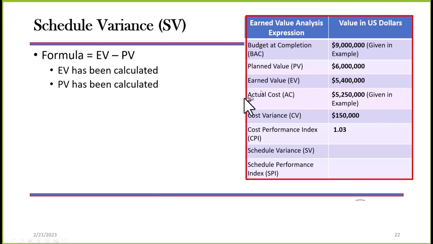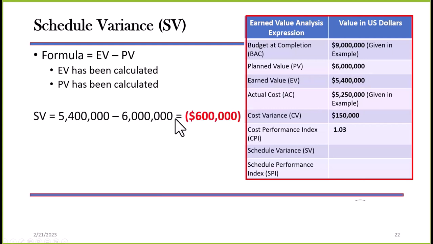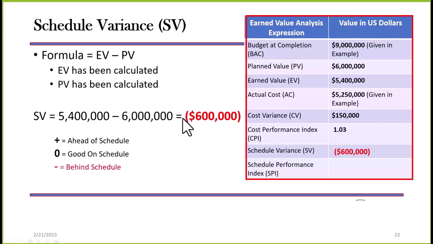We plug those numbers in. This is a problem. We have a red $600,000. We have a negative $600,000. In other words, we are $600,000 over budget. SV, we're going to use that then.